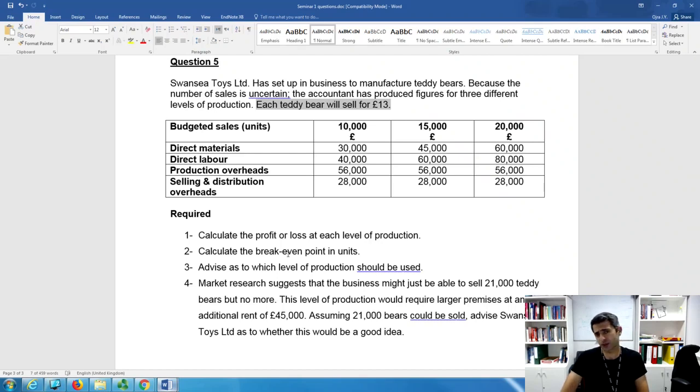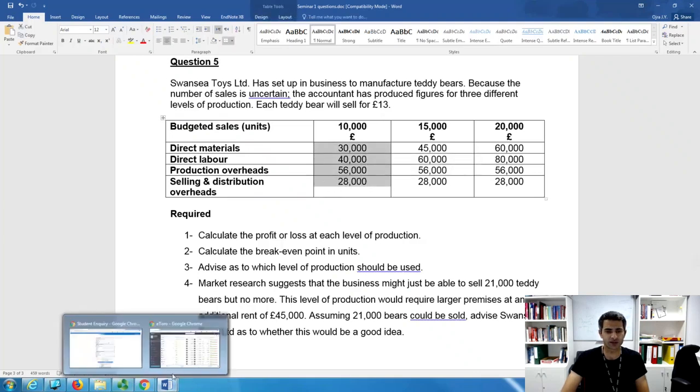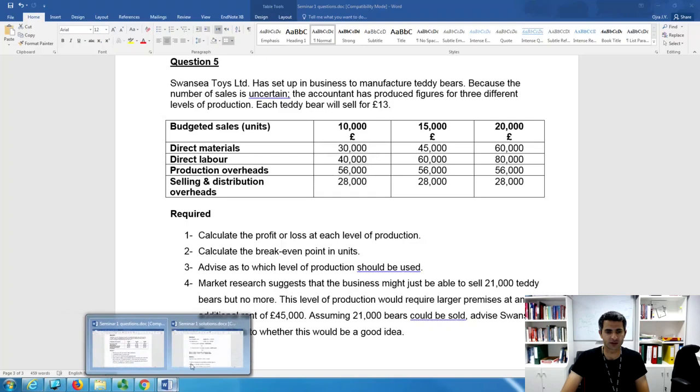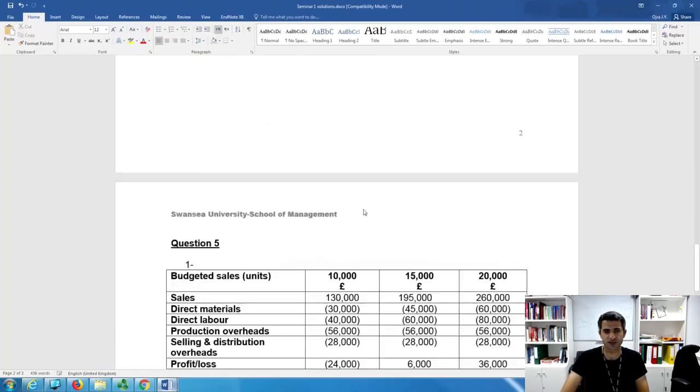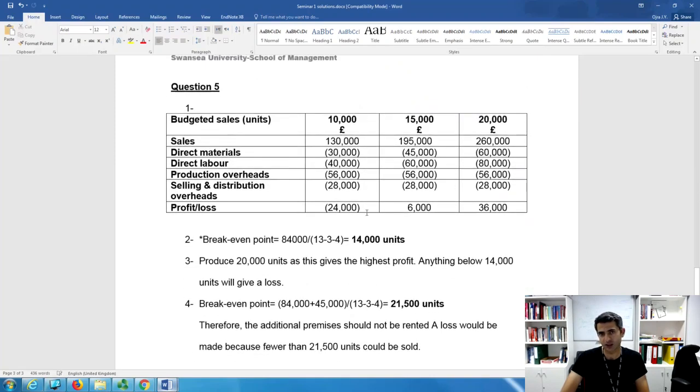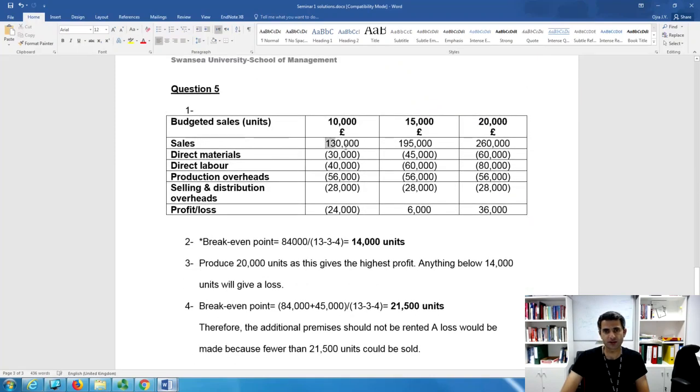In order to calculate the profit or loss at each level of production, what you need to do, very simple, is calculate the total sales, which is 10,000 units times £13, that's £130,000, minus all of these costs. You should be able to find the profit or loss. Here we go, £130,000.